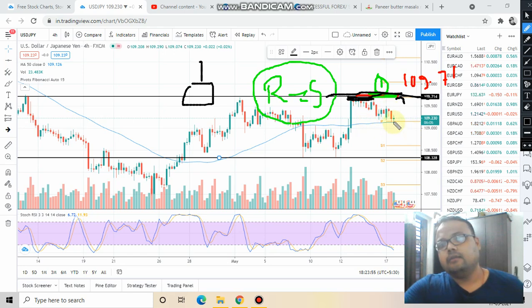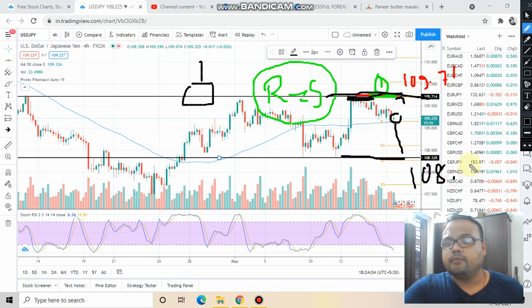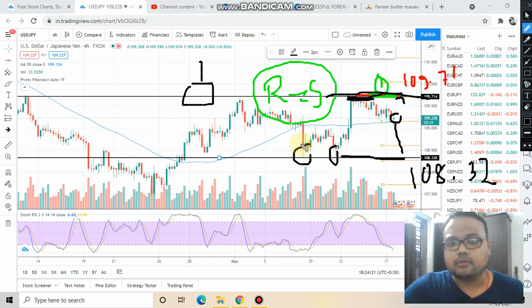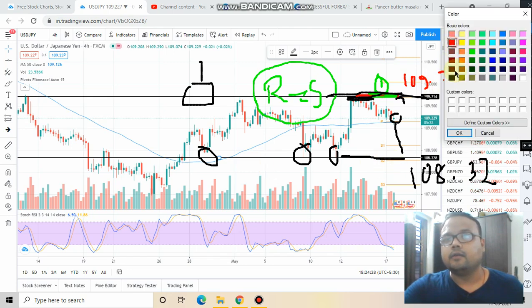And if the market comes down to this particular support level at 108.32, then also you can get a good opportunity to buy. You can see that on previous occasions when the market came down to this support level, it has bounced. So there is a good possibility that if the market comes down to this support level, it will bounce.